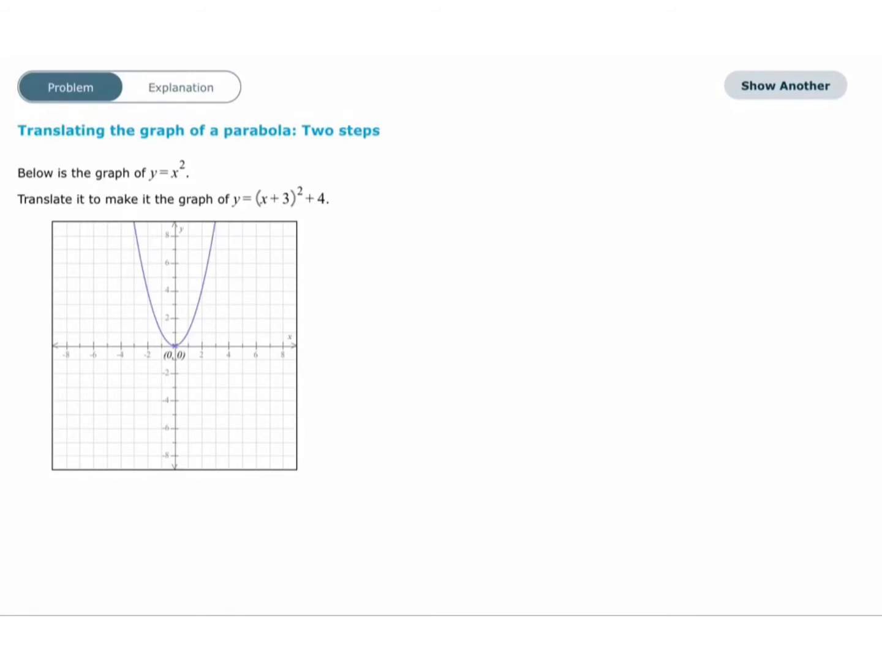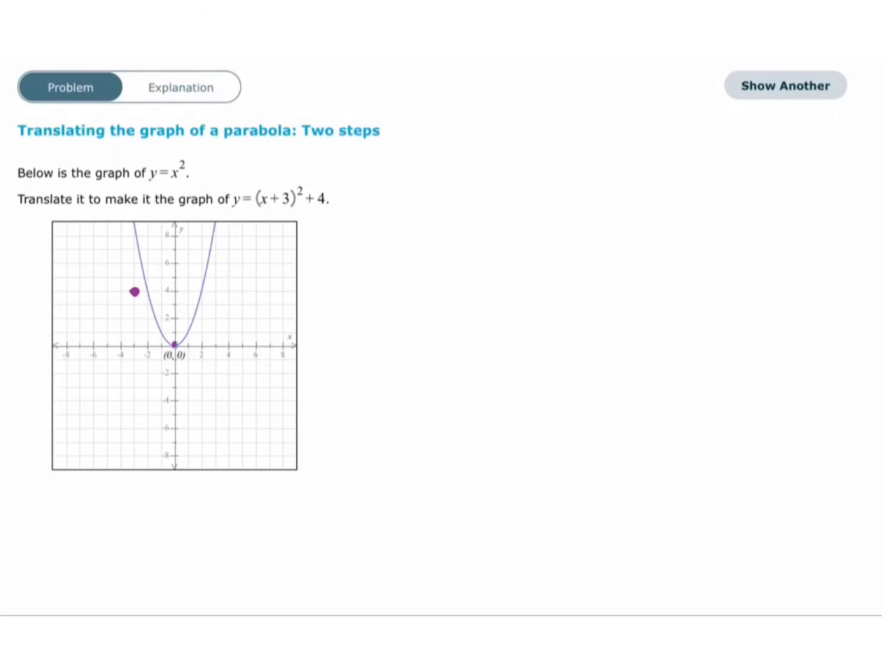Here it says below is the graph of y equals x squared. Translate it to make the graph y equals x plus 3 squared plus 4. So we've got a horizontal shift of 3 to the left. 1, 2, 3. And then we're going to go up 4. 1, 2, 3, 4. So this would be the new point reference. We go from 0, 0 to this new point.